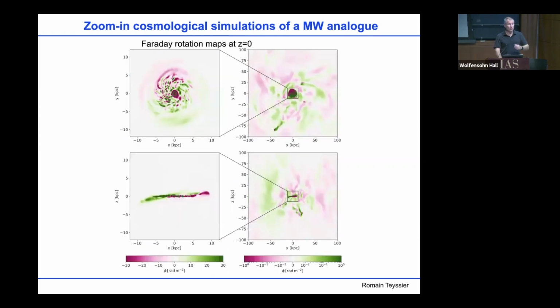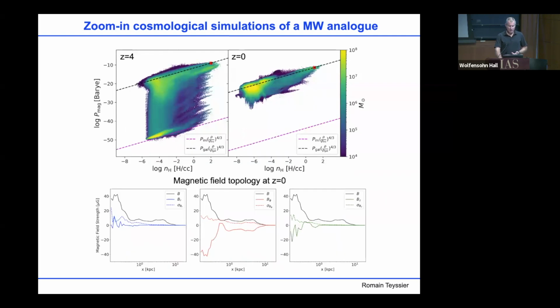So we also computed Faraday rotation maps to compare to the observations. Faraday rotation is basically when you have a quasar line of sight, the polarization of the light rotates through the magnetic field. And you can predict what the signal will be here. And so I'm going to skip ahead.